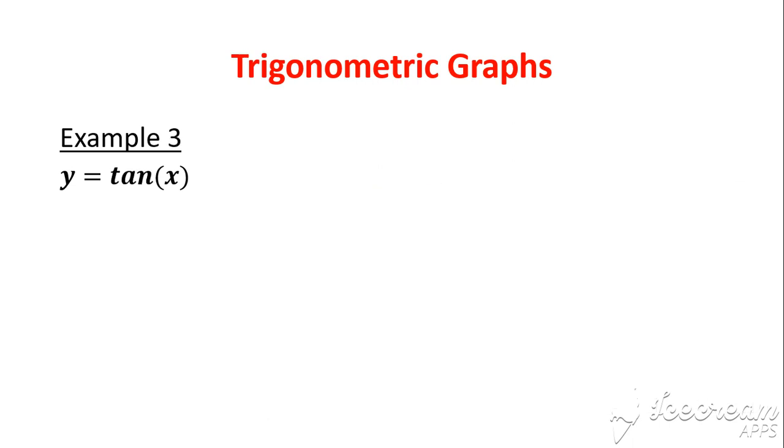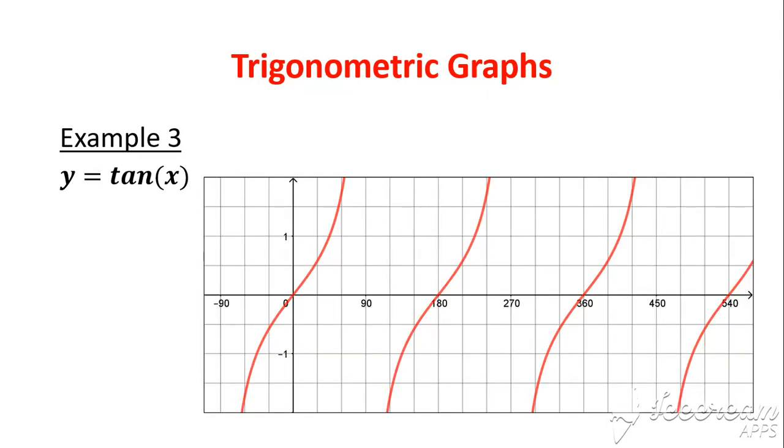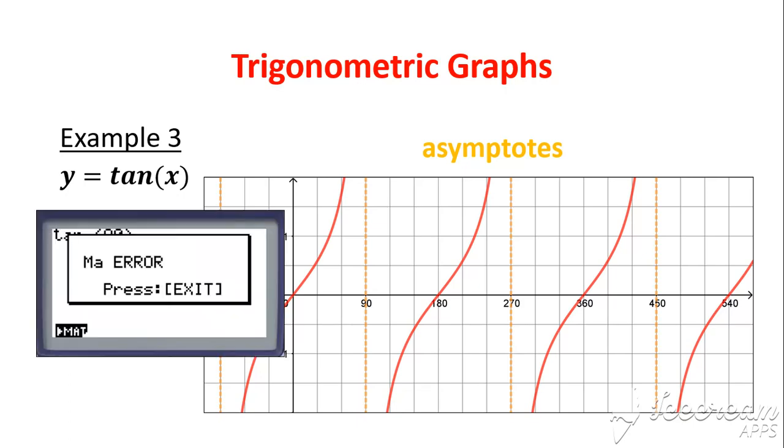Right, well our third and last graph is called the tan graph, y equals tan of x. Here's what the tan graph looks like. It is completely different to the sine and cosine graph. Now we have these vertical lines which are called asymptotes. These lines are where the graph will get close to but will never touch. If I take the tan of 90 or 270 or 450, I will get an error. So there's no such value for tan of 90.